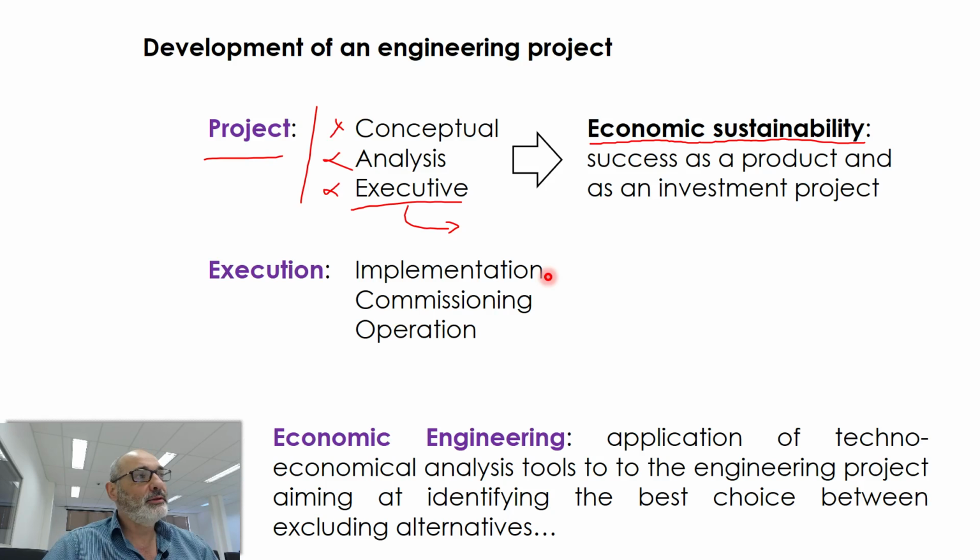So you implement, you build everything you must build, you commission the project, and you start operating, and that's when you start having revenues. So these ideas belong to what we call economic engineering, which is an application of technical economical analysis tools to the engineering project, aiming at identifying the best choice between excluding alternatives. What I'm going to do today is to give you some of these tools. So I'm going to be talking about, let's say, econometrics. These tools are means of measuring, assessing, attributing a number to the economical aspects of your project. And we're going to do this through an example.